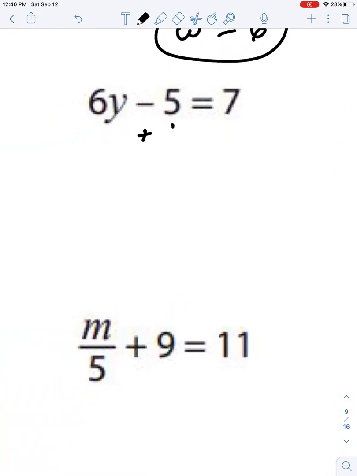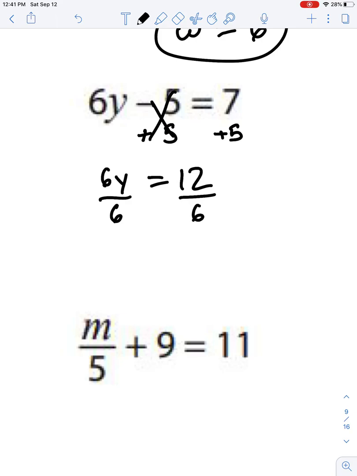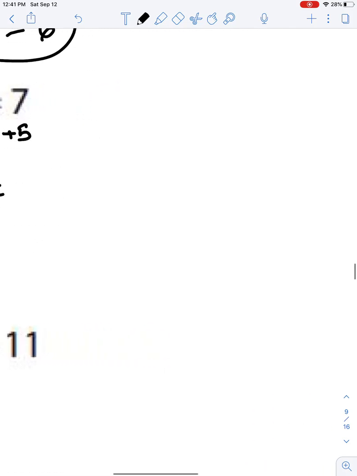Next one, we've got to add 5 first. Add 5 to both sides. 6y, these cancel, equals 12. Divide now because that's the opposite, and I've got to divide by 6. And divide by 6. Y equals 2 because those canceled out. And we're moving on.